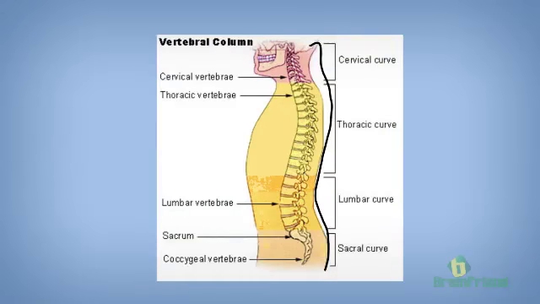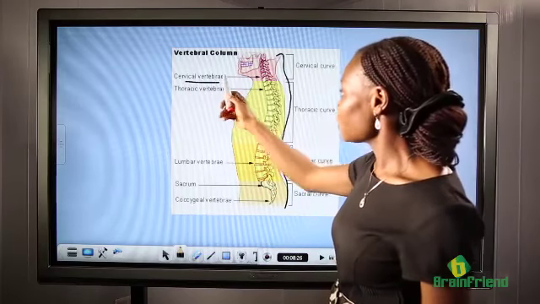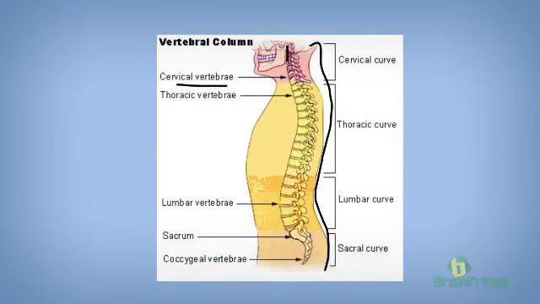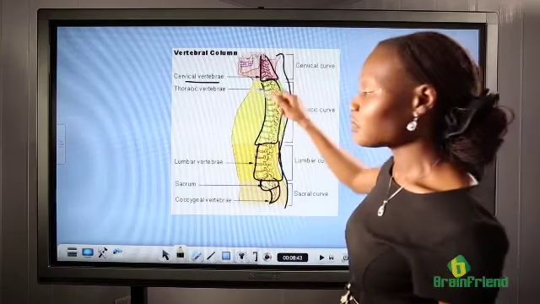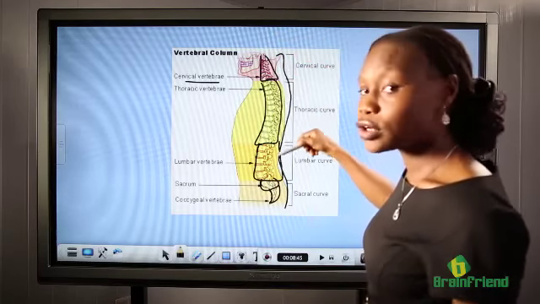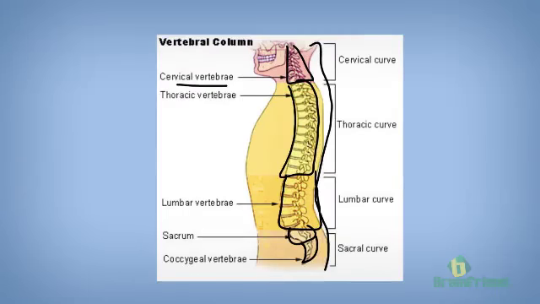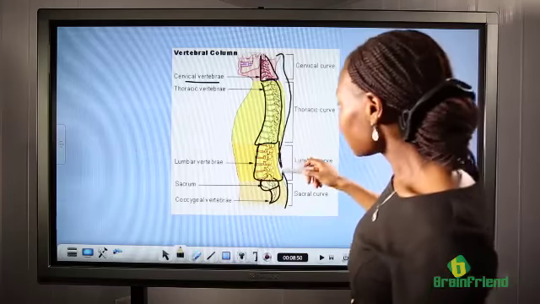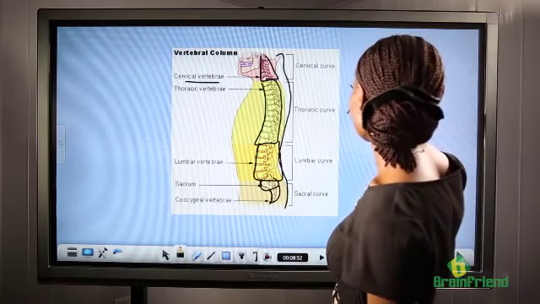This vertebral column is divided into regions. The cervical vertebrae, this indicates the cervical vertebrae, the thoracic vertebrae, the lumbar vertebrae, the sacrum, and the coccygeal vertebrae. All of these make up the vertebral column. Remember, the vertebral column is part of the axial skeleton.